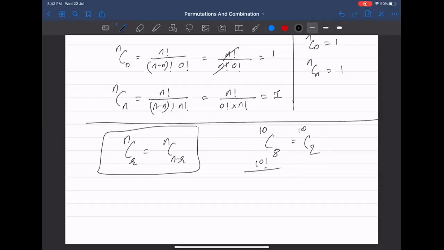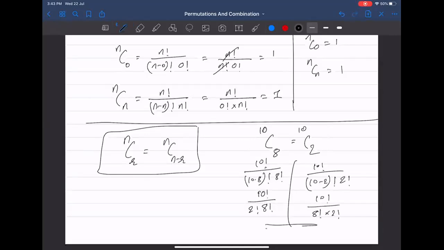10 factorial divided by (10 minus 8) factorial into 8 factorial, which is 10 factorial divided by 2 factorial into 8 factorial. 10 into 9 into 8 factorial. I am saying, 10 minus 2 factorial into 2 factorial, which will be 10 factorial divided by 8 factorial into 2 factorial, which is the same thing.